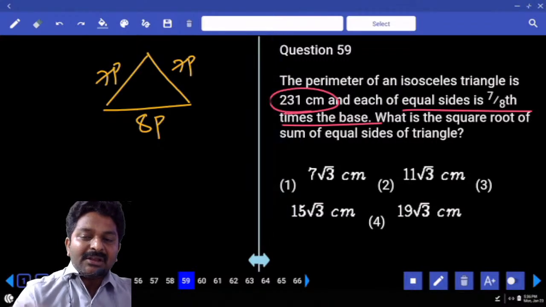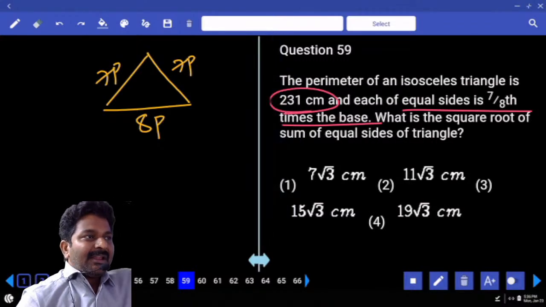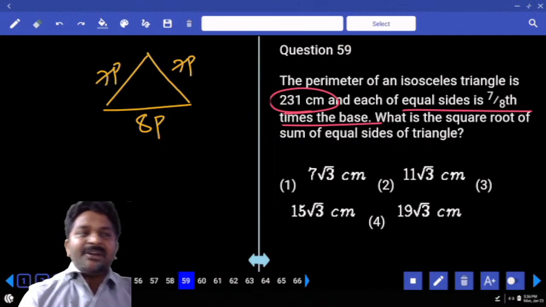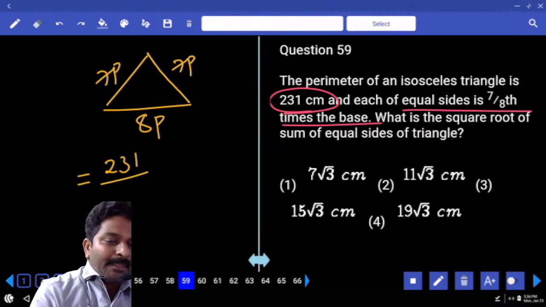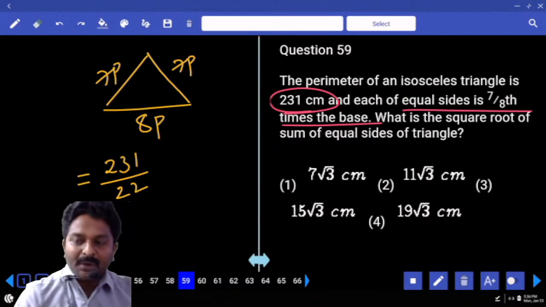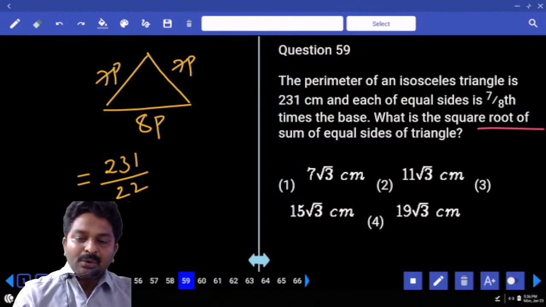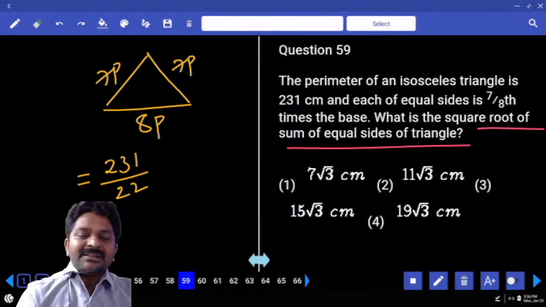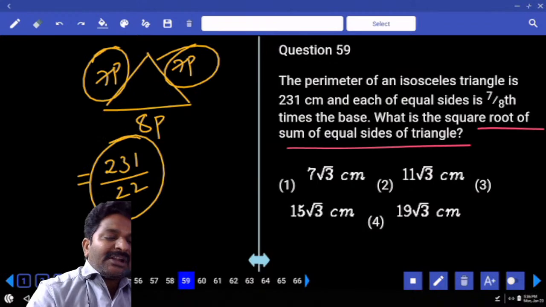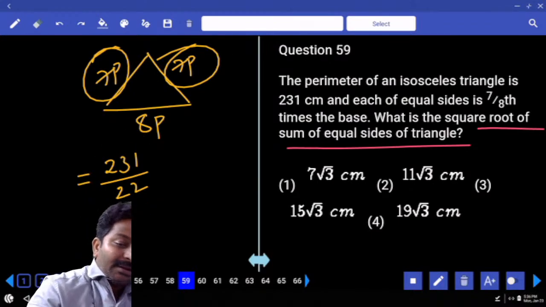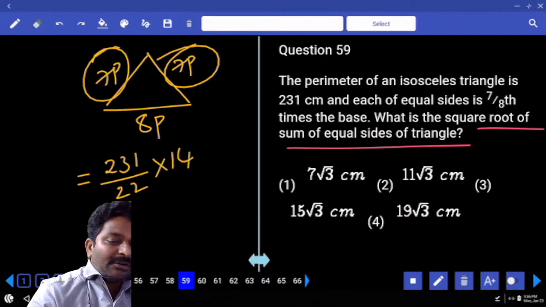What is 231? Perimeter. In terms of number, the perimeter is 22 parts only. Then 1 part is equal to 231 divided by 22. That will give you the 1 part value. Correct? What is your question? What is the square root of the sum of equal sides? What is the sum of equal sides? What is 231 by 22? 1 part value. To get 14 parts, 14 times that only.